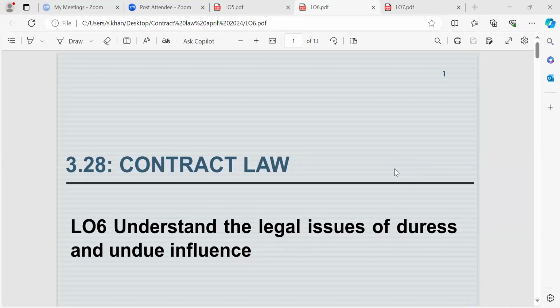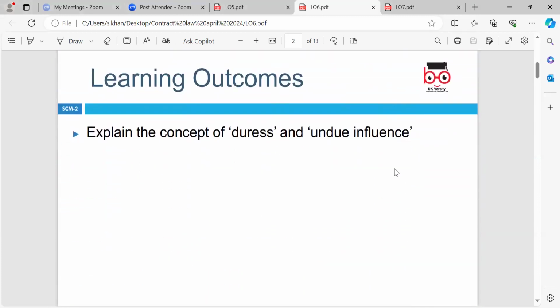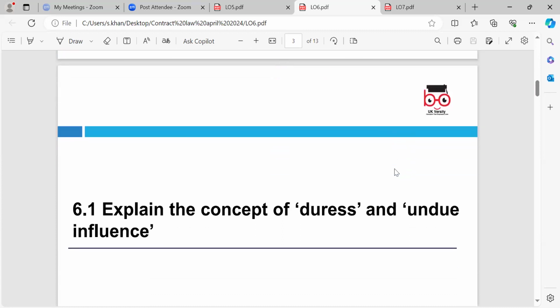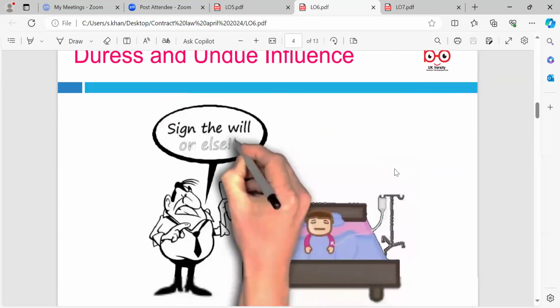So in learning outcome 5, we looked at the law related to frustration and how a contract can be frustrated, and referred to the elements of frustration and why it's so important in regards to contract law. Now we're going to look at learning outcome 6, which is to understand the legal issues of duress and undue influence. So 6.1 is to explain the concept of duress and undue influence.